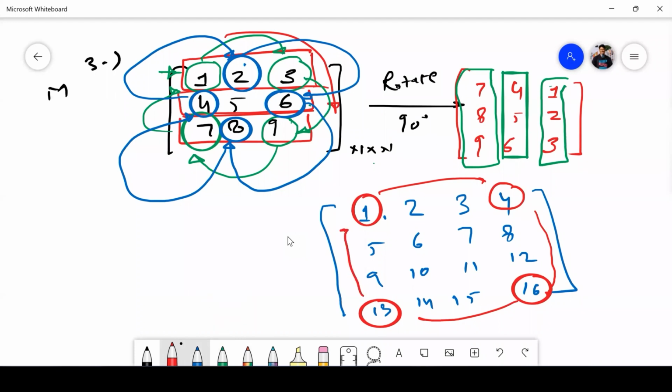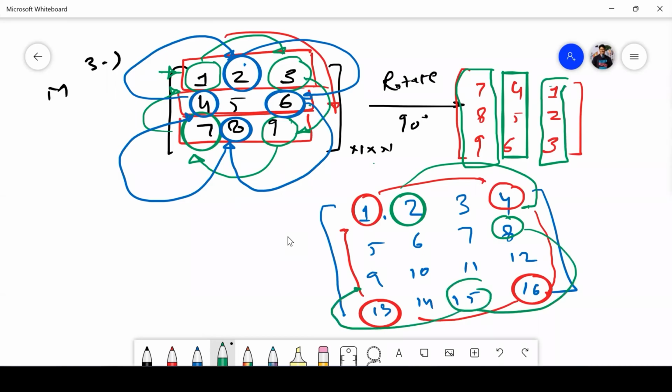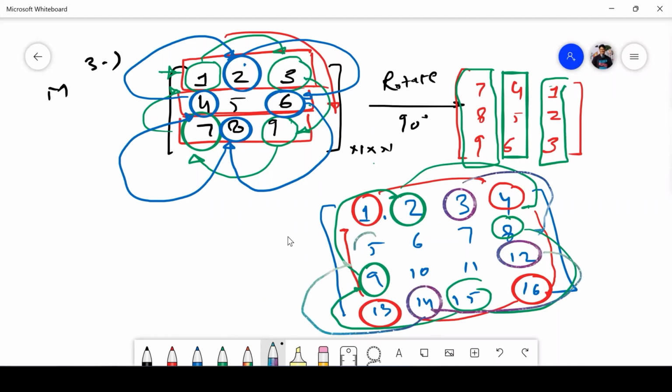Once this is done, next part, this 2 will come at the position of 8, 8 will go at the position of 15, 15 will go at the position of 9, and 9 will go at the position of 2. Similarly, last is this 3, 12, 14, 5. Once this, ये एक बारी outer ring complete हो गया.